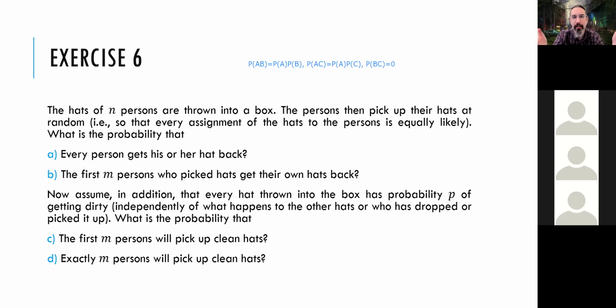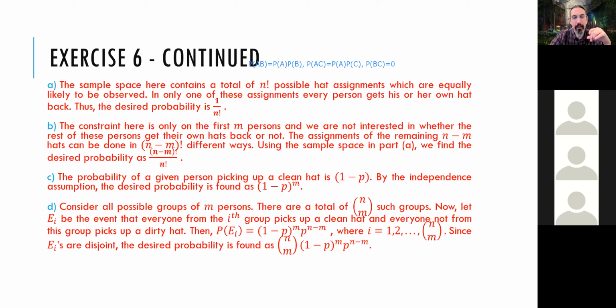Okay, we know that the total number of clean heads picked up is m, but we don't know who picked up those clean heads. We have to pick the people as well now. So we're just going to use the combination formula for this one, m out of n. Now, this here is the probability of getting m clean heads. This here is getting n minus m dirty heads. And this is the number of ways of choosing the people who are getting the clean heads.